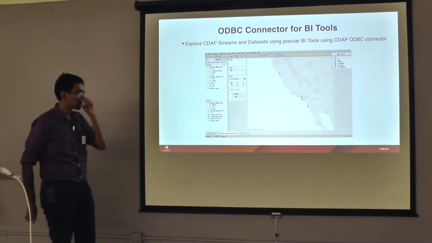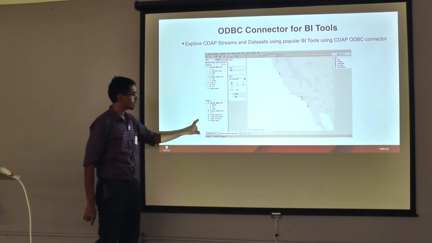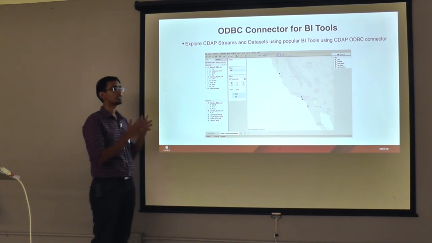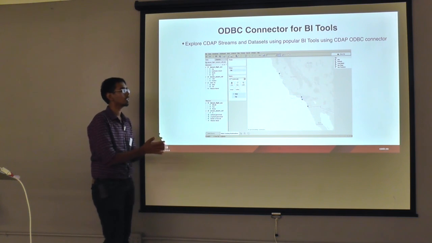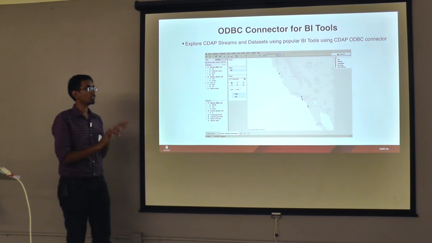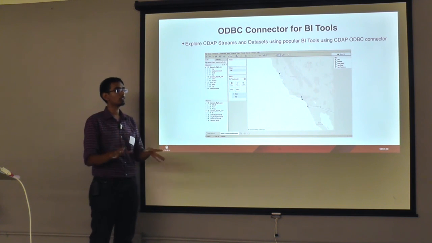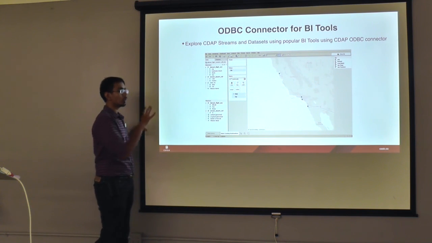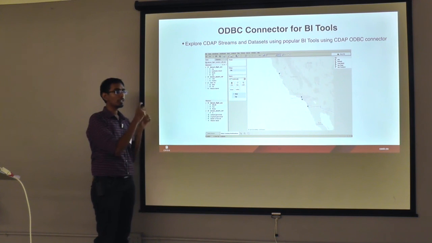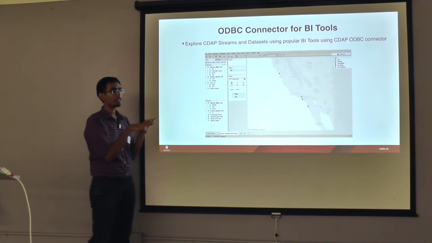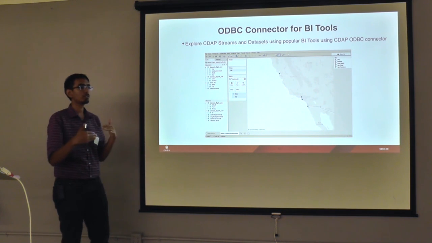So to answer your first question, if there are some performance restrictions on the ODBC driver front, then what you can do is go directly to the CDAP UI, if you're comfortable with just writing SQL queries. Go to the Explorer, write your SQL query there, and that will just launch Hive jobs.